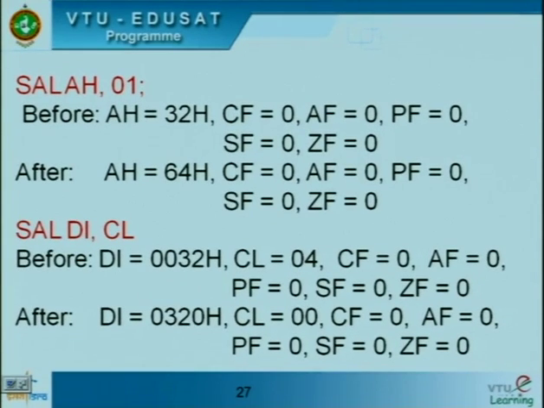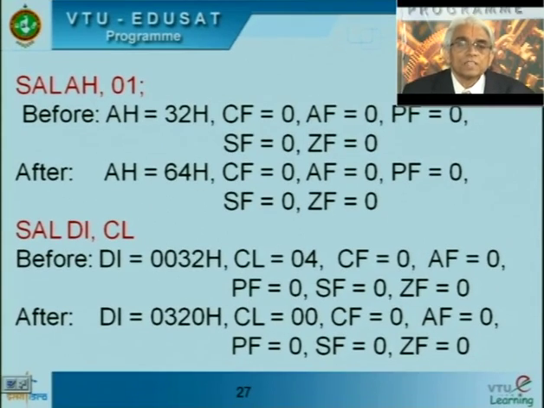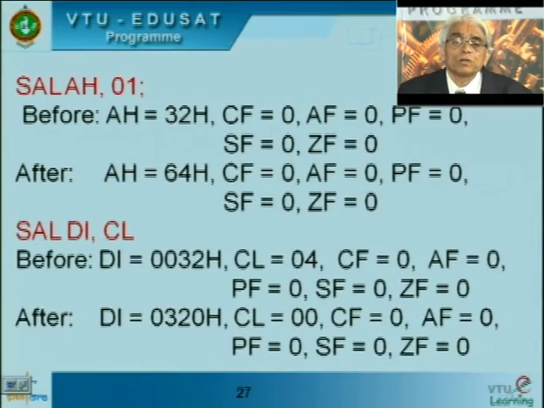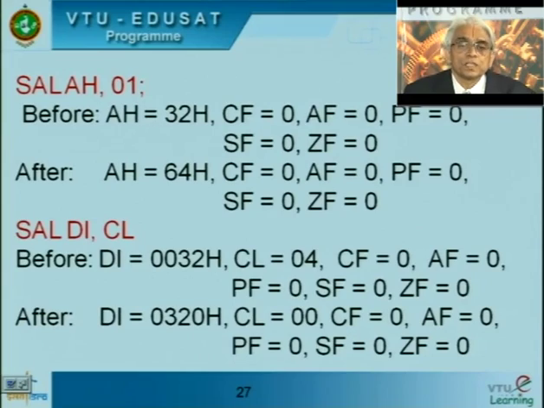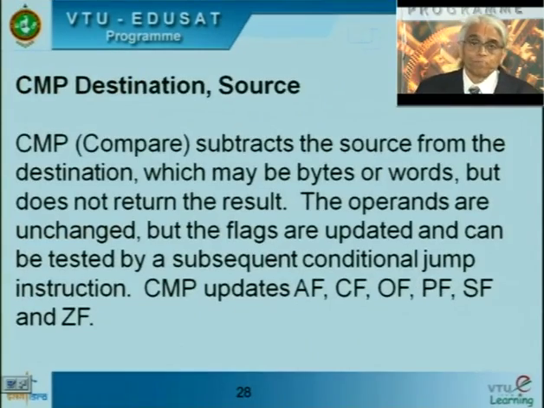Since the sign flag is not changed, it continues to have the same value; we are talking about all the flags being equal to 0. Similarly, SAL DI comma CL, where CL can have the value 4, the performance of the operation is shown on this side, which is quite clear and obvious.